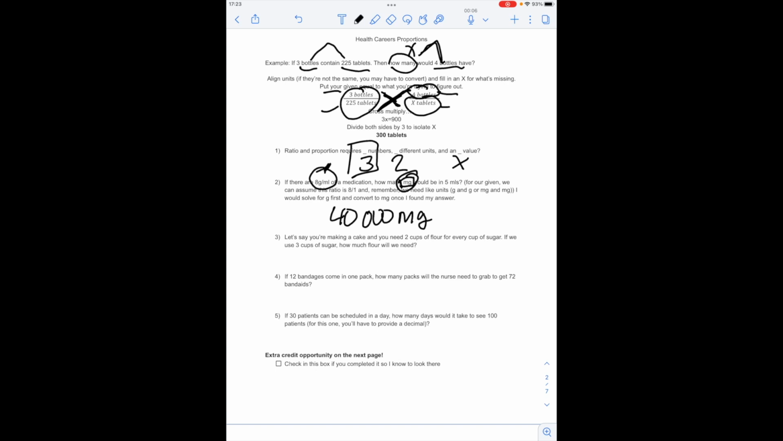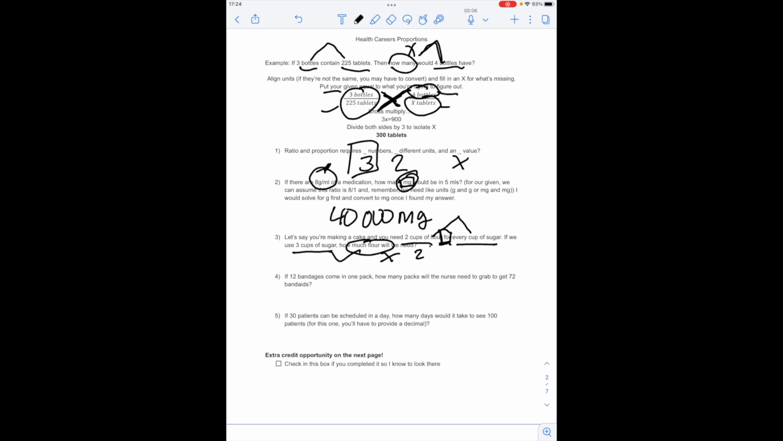Let's say you're making a cake and you need 2 cups of flour for every cup of sugar. If we use 3 cups of sugar, how much flour will we need? So that's automatically going to be our X. This is going to be our given ratio. So anytime that you see "for" or "of" in between 2 amounts, you know they go together. So right now we see our keyword of "for" here. So we know that these 2 amounts can be connected. Also, these can be connected.